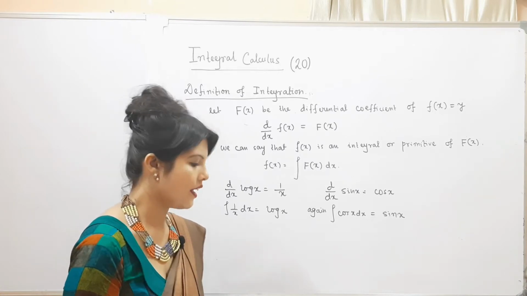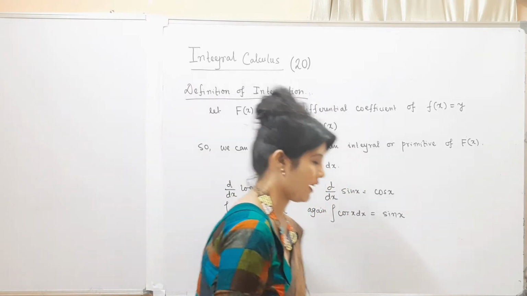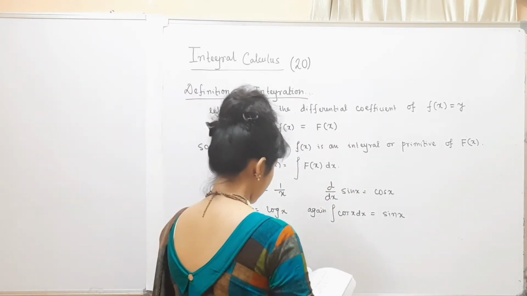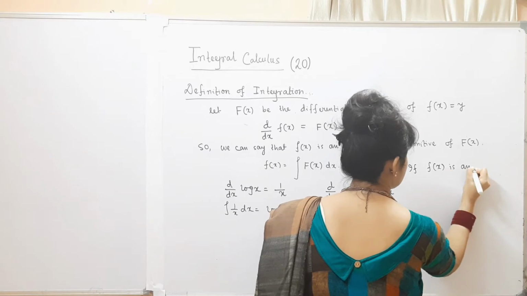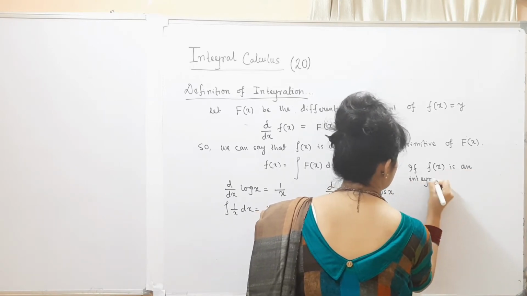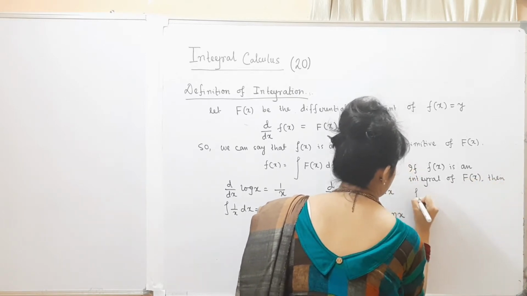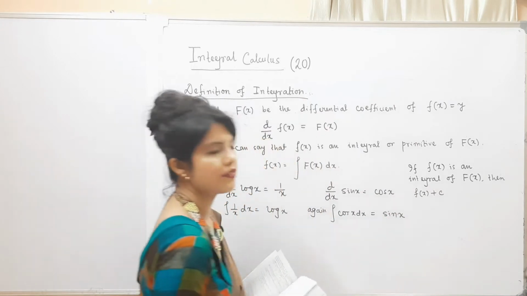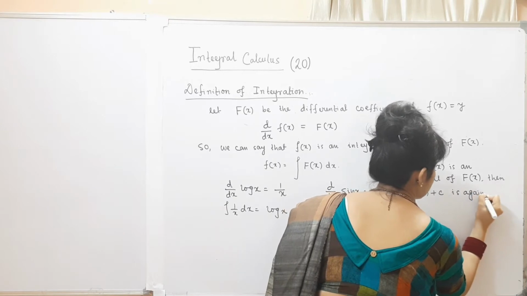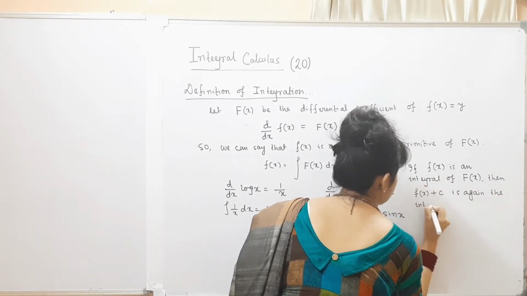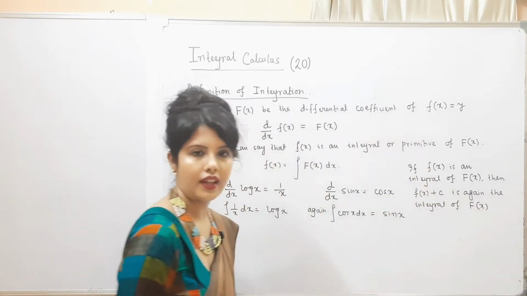Now actually in integration we will get another constant. You can write that if small f of x is an integral of capital F of x, then f of x plus c, where c is the constant of integration, is again an integral of capital F of x. How can it be possible?